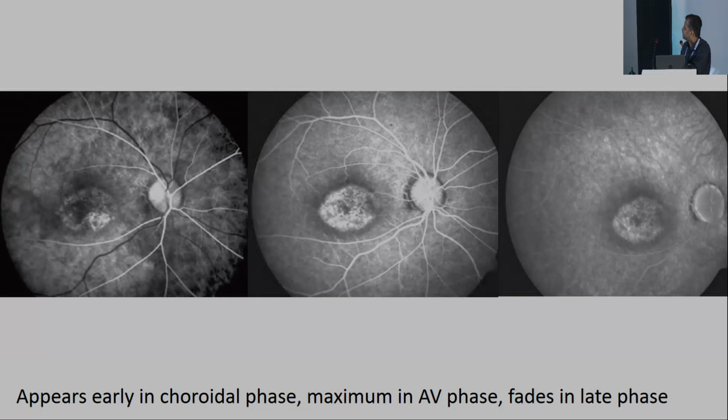Any window defect appears early in the choroidal phase. It will be maximum in the arteriovenous phase and then fades in the later phase. This usually occurs in cases of RPE atrophy. So what you are basically seeing is the transmitted fluorescence from the choroid. It appears early in the choroidal phase, maximum in the arteriovenous phase, and fades in the late phase. This is a typical picture of a window defect.